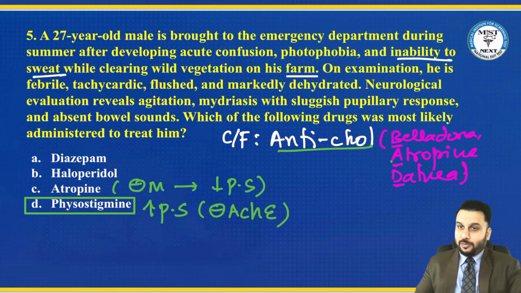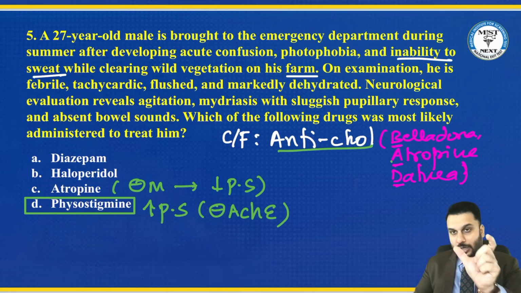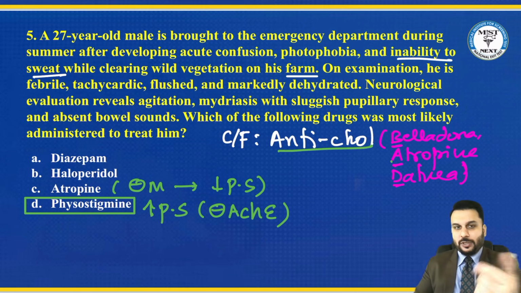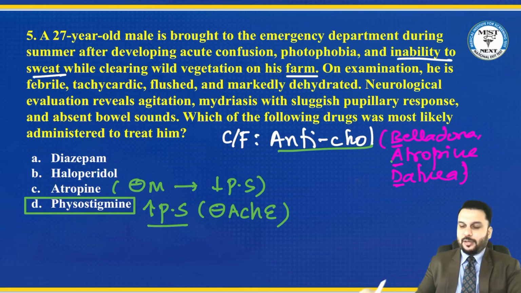So in atropine poisoning, you won't give atropine, right, boss? So if atropine toxicity happens, or belladonna or datura toxicity, you must give a drug to increase the parasympathetic. And how do you increase parasympathetic? By a drug called physostigmine. Okay.